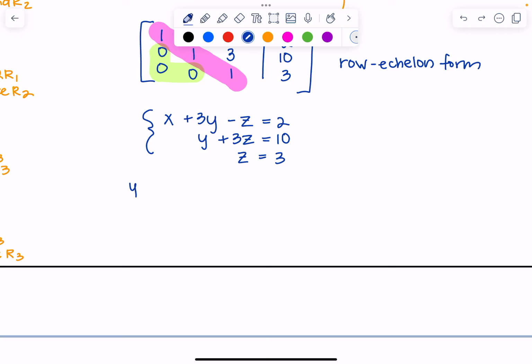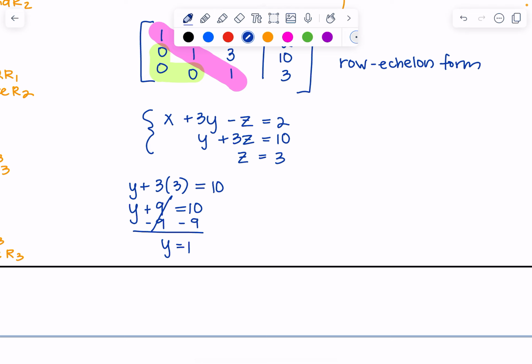So I have y plus 3 times 3 is equal to 10. Notice here I took my second equation and plugged in a 3. When I solve this, I have y plus 9 is equal to 10. If I subtract 9, I get y equals 1.